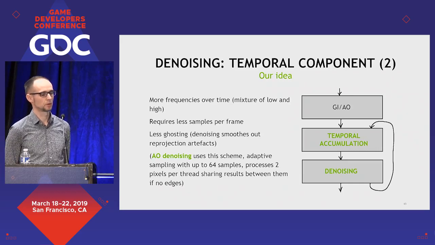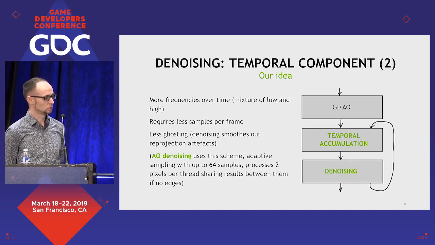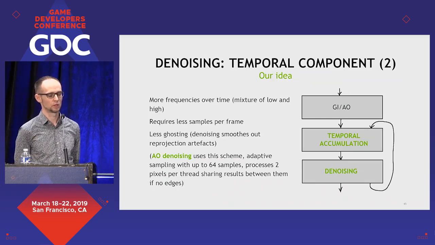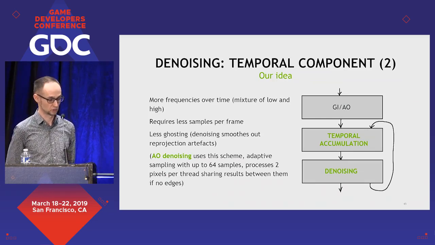Our idea is to mix high frequencies coming from the current frame with low frequencies coming from the history buffer. You can think about it like a recurrent blur. The benefits are more varied frequencies over time. It requires fewer samples per frame, and it leads to less ghosting. I will explain a bit later why. The image on the right is actually our ambient occlusion denoiser. It uses up to 64 samples with adaptive sampling, and it tries to share a single ambient occlusion value between 2 pixels if there are no edges.